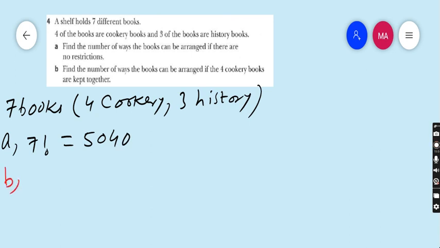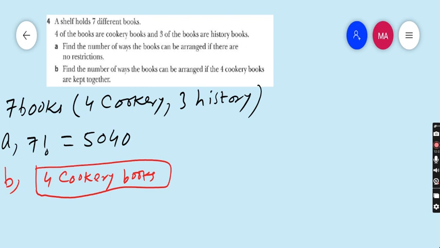This is more interesting. Find the number of ways the books can be arranged if the 4 cookery books are kept together. What does it mean? 4 cookery books. Four cookery books are kept together, and remaining 3 books are history books. So what should be the answer?